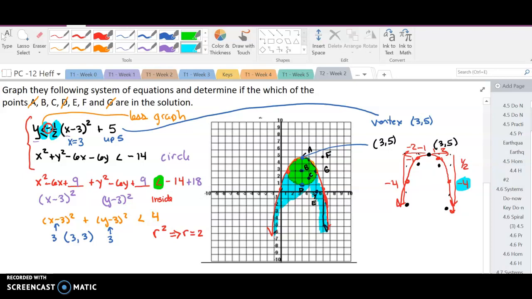And so the shading that is in both the yellow and the blue is now the green. We already ruled out A, D, and G because those were on the dashed part of the circle. But B is looking good, and C is looking good. I look at E. E is way down here. That's a no. And F is way out here. That's a no. So our final answers were B and C.